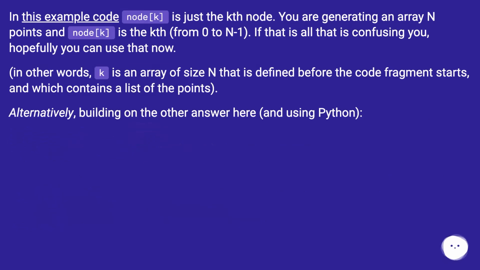In this example code, node k is just the kth node. You are generating an array of endpoints and node k is the kth from 0 to n-1. If that is all that is confusing you, hopefully you can use that now. In other words, k is an array of size n that is defined before the code fragment starts, and which contains a list of the points. Alternatively, building on the other answer here, you can use Python.